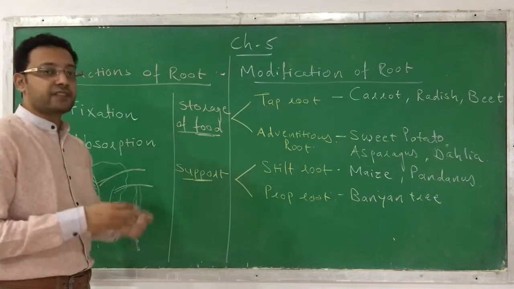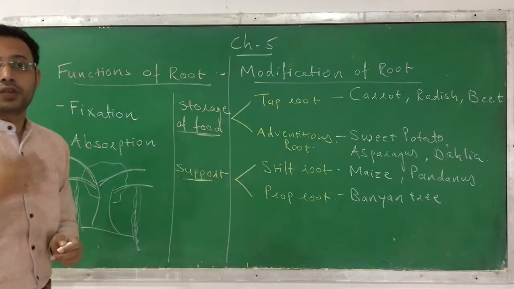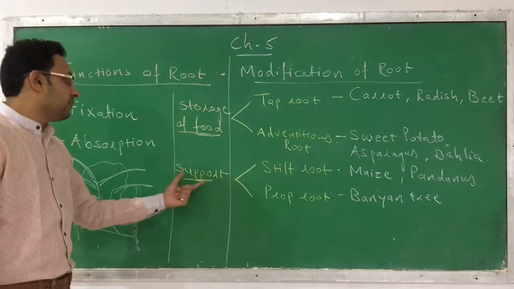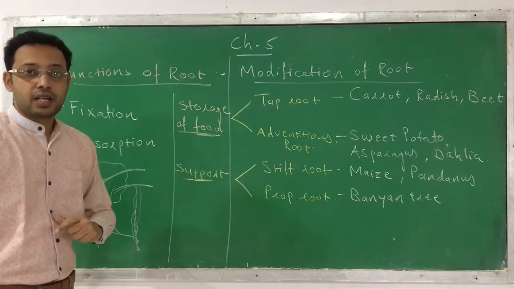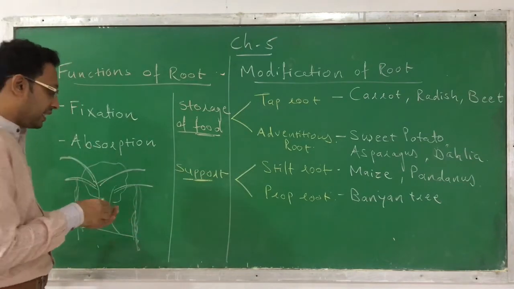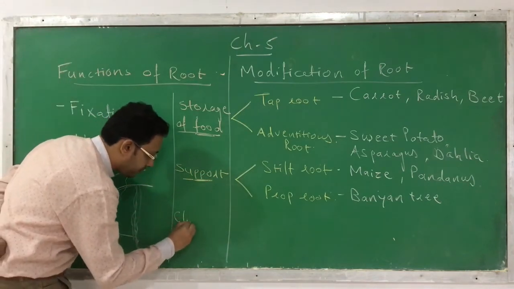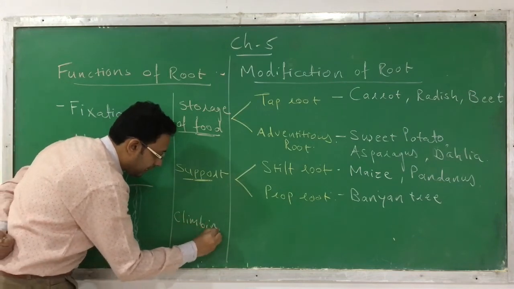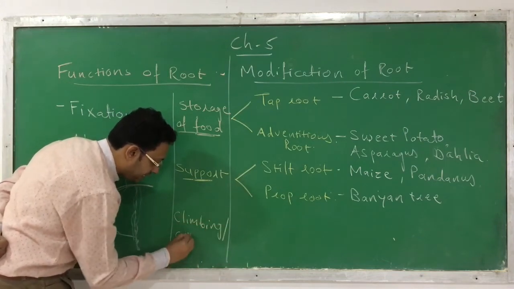So we have discussed the first two modifications, for storage of food and for support of a plant. Now we discuss another, that's the climbing and clinging roots. Climbing, or you can also call it clinging root.